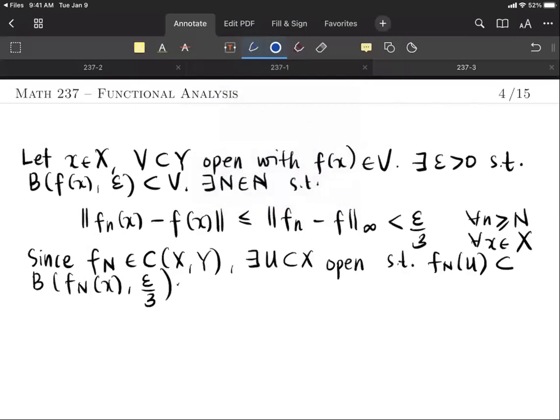So take note that this is an open set containing f sub n of x. So here we just applied the definition of continuity at a point.